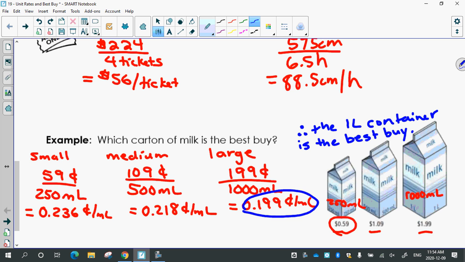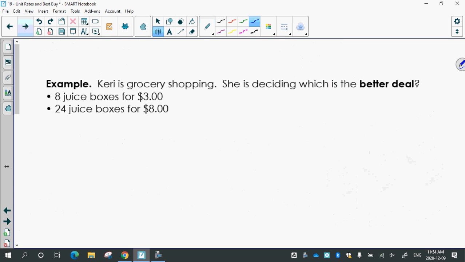Okay, so for each of these we found the unit rate and we were just comparing them to see which one was the cheapest. That's that question. Next question. Carrie is grocery shopping. She's deciding which is the better deal. So she's at a store and there's 8 juice boxes for $3 or 24 for $8, and she wants to know which one is a better deal. So again, we're just going to do the unit rate for each one, money on top. Okay? So for the 8 juice boxes, it costs $3 for 8.